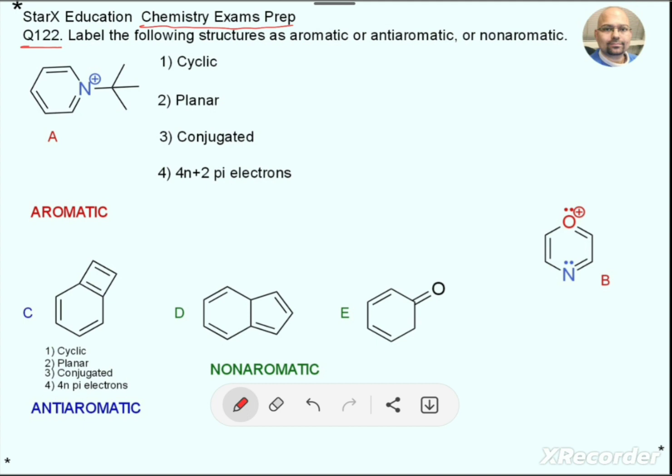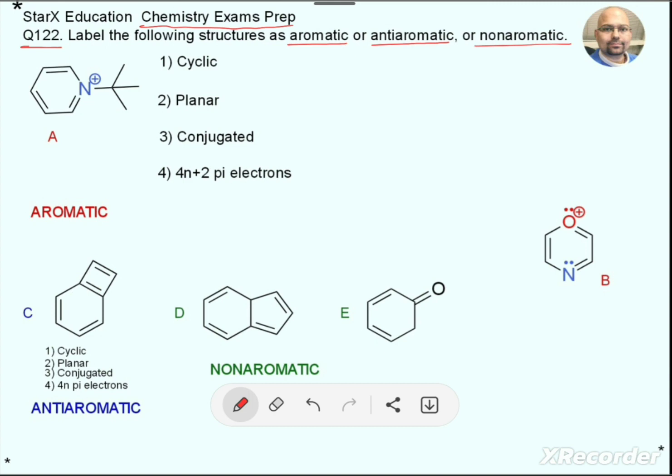In this question, we need to figure out if the given species are aromatic, antiaromatic, or non-aromatic. So we have covered this type of question before, but this question is very interesting and very important. So what is aromaticity actually?